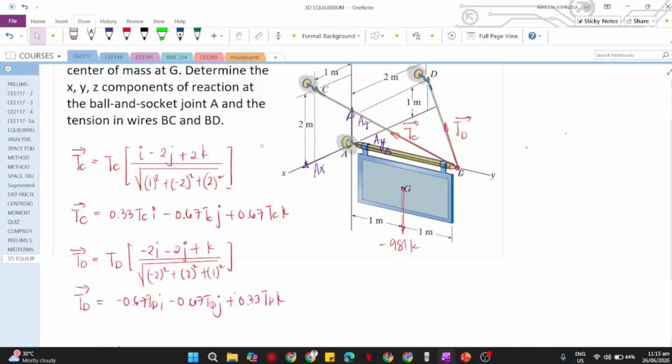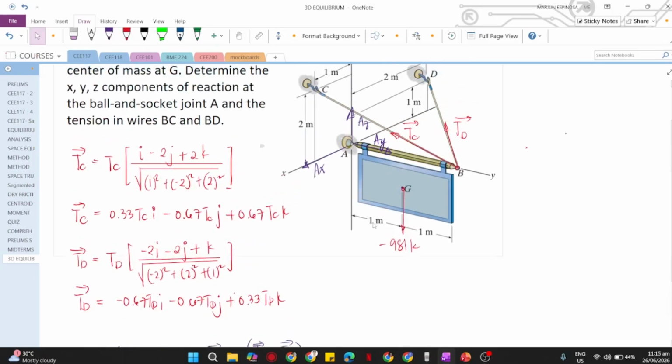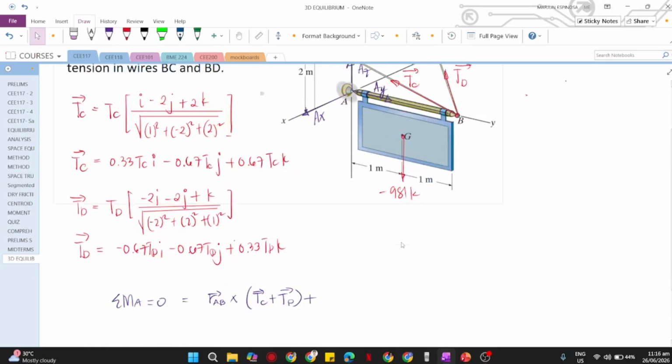So as you can see, similar lang yung point of application nila. Then therefore, we can just sum up these vectors and then cross product it with its position vector from A to B. So in other words, we have here position vector from A to B cross the sum of vectors TC plus TD. Okay? Then that's to be added by the moment nitong J natin.